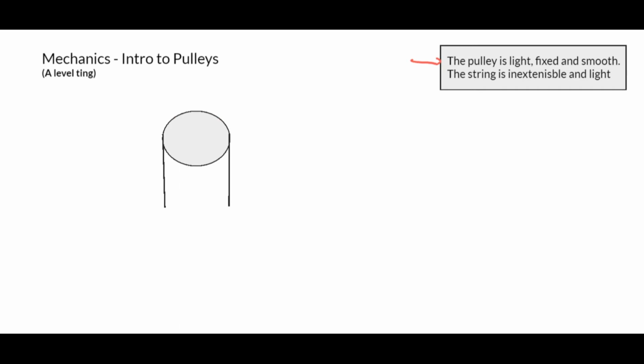Now, what light means is no mass. So you're not going to take into consideration the mass of this pulley. The mass is negligible, so we don't think about the mass of the pulley. Next one is telling me fixed. Fixed means this thing isn't moving. It's fixed into one location, just stuck on the floor, stuck in the mud.